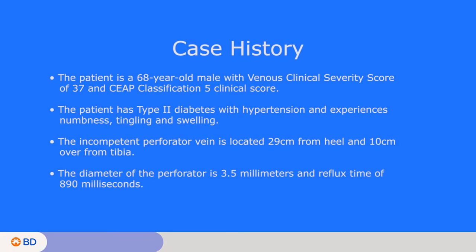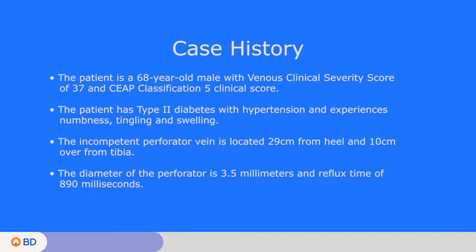The patient is a 68-year-old male with a venous clinical severity score of 37 and a CEAP classification 5 clinical score. The patient has type 2 diabetes with hypertension and experiences numbness, tingling, and swelling.